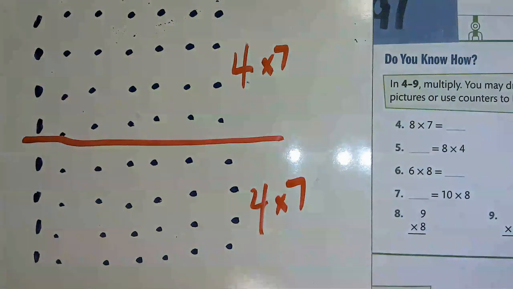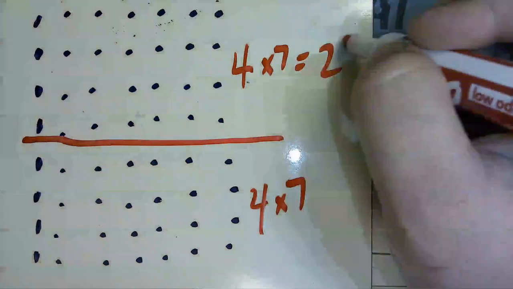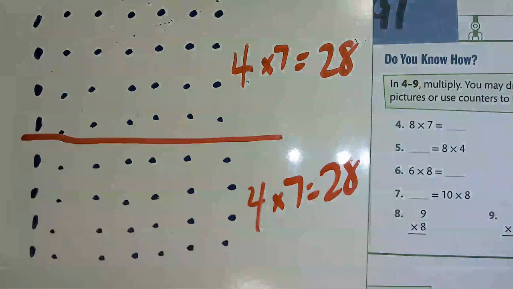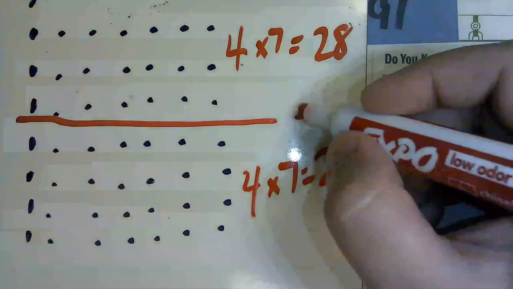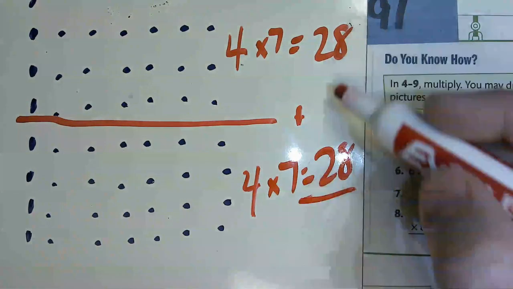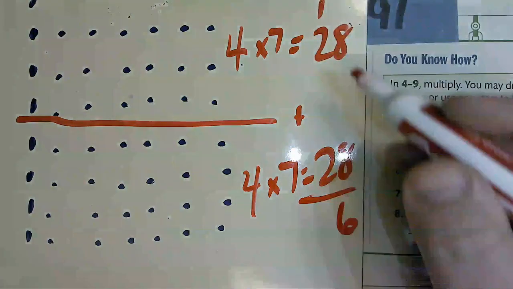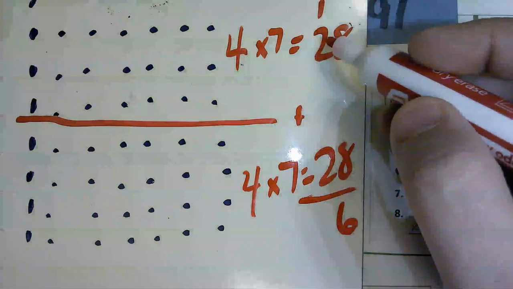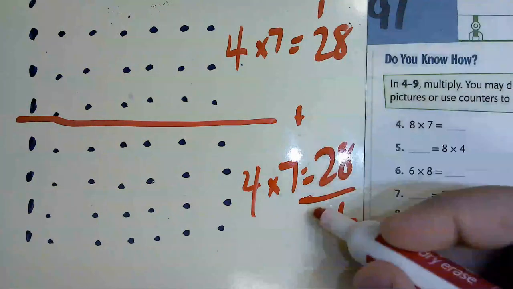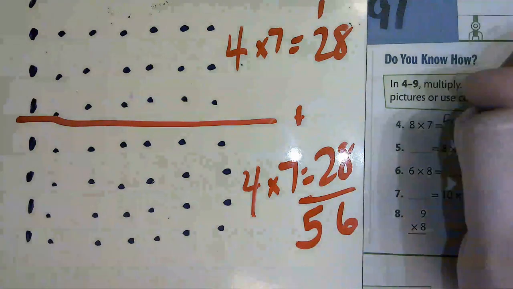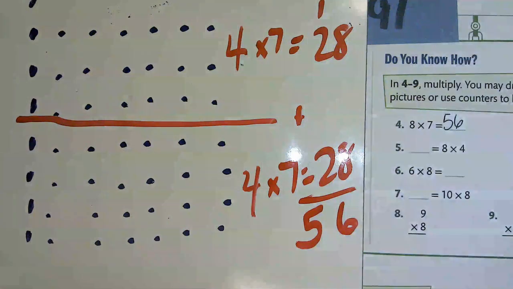Now that I've done that, I can say, what is 4 times 7? Well, 4 times 7 is 28. And I've got 28 here. Now my last step is to add this together. So 8 plus 8 is 16. So my 6 stays here. I regroup my 1 over. 1 plus 2 is 3. 3 plus 2 more is 5. So 8 times 7 is 56. You can write that in with me right now.